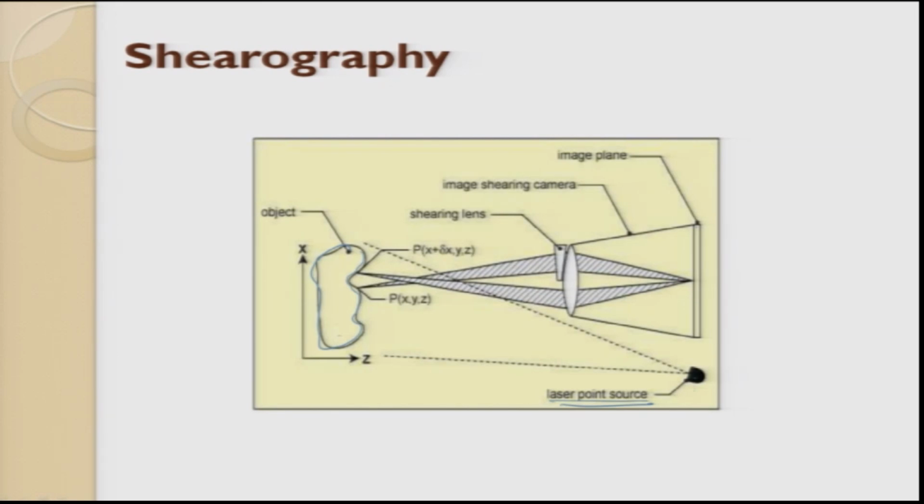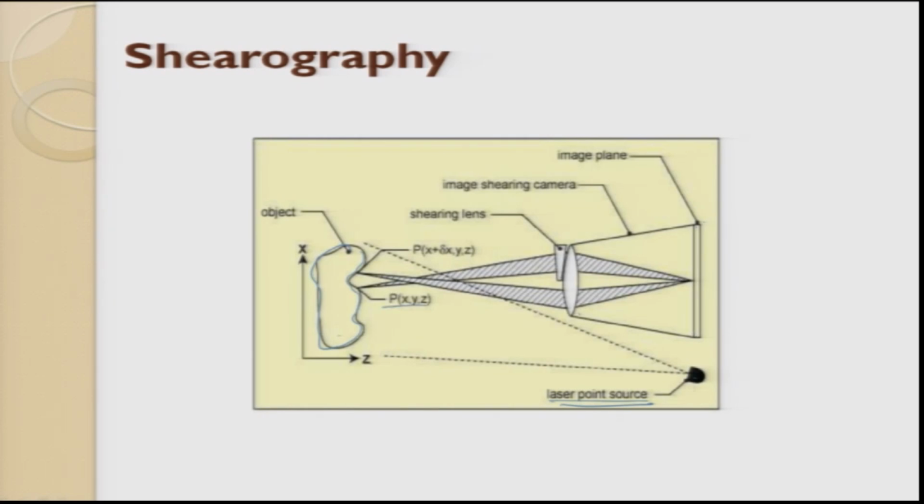So, this is the laser which hits the workpiece, and here what happens? You have the light which is getting reflected from this, and here is a shearing lens. This shearing lens tries to focus the image onto a plane. The image shearing camera is used, and then this is the image plane, it hits the image plane and you try to note down.